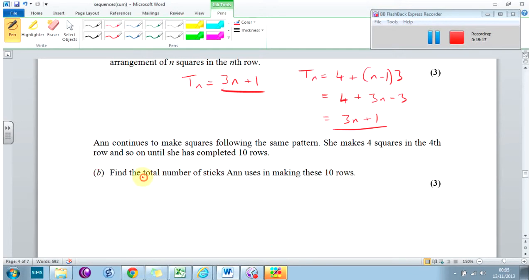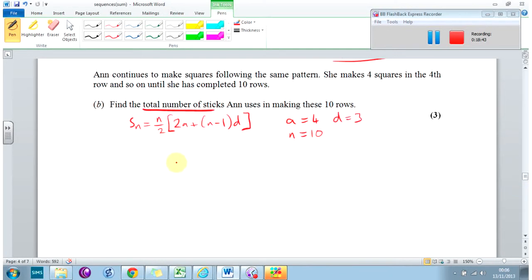Now, B, find the total number of sticks. So, which formula is it? It's this one, it's the sum formula, n over 2 times 2a plus n minus 1 d. Basically spot the formula. Now what's a? a is 4, d is 3, and n is 10.